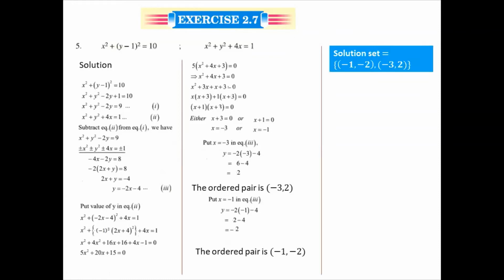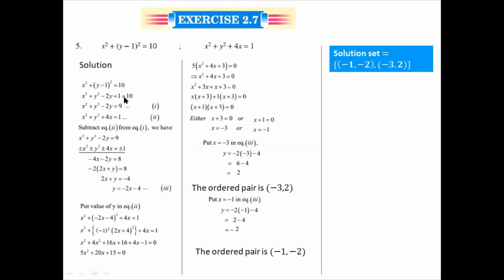Question number 5. Here both equations are quadratic equations in two variables. So let's see how we can solve these types of equations. In the first equation, we have to expand this square by using the formula a minus b whole square. So we can write this as y square minus 2y plus 1 is equal to 10.